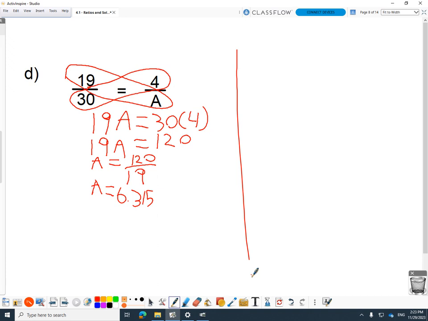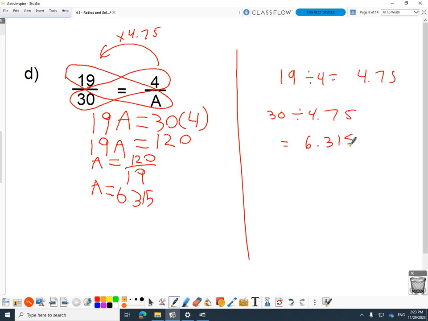Let me show you one other way. You could find the multiplier. You could go 19 divided by 4 to find that multiplier. You get your calculator and go, what's 19 divided by 4? It's 4.75. And once you knew it takes 4.75 to multiply the 4 to get 19, then you could take 30 and divide it by 4.75 to find out my answer. What's 30 divided by 4.75? It's approximately 6.3157.